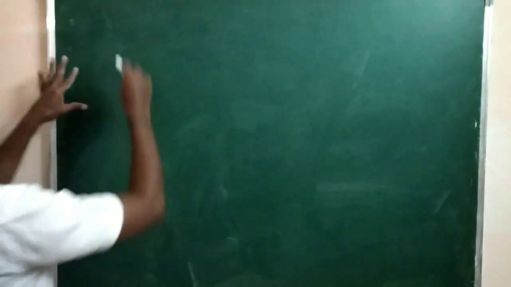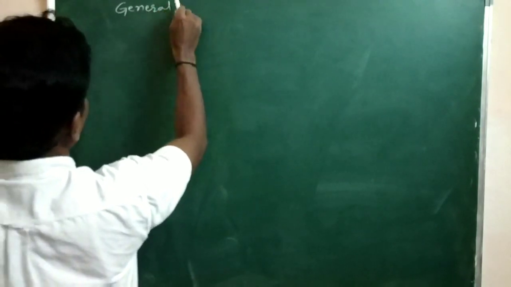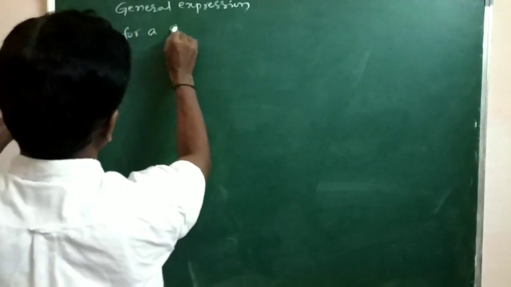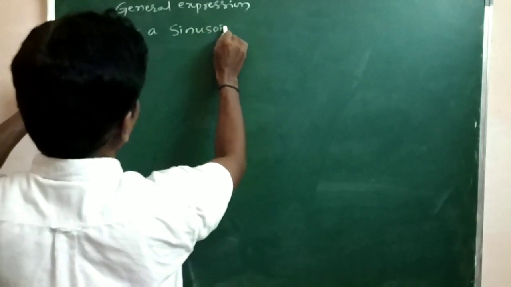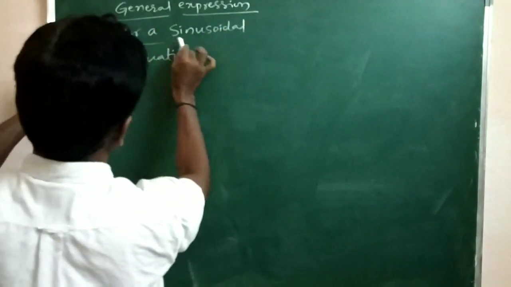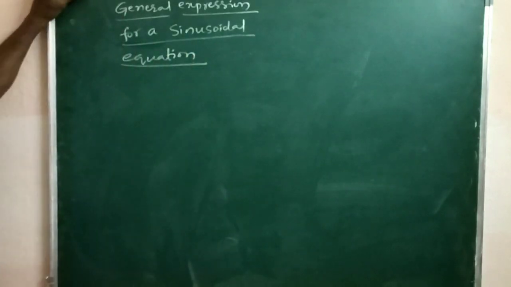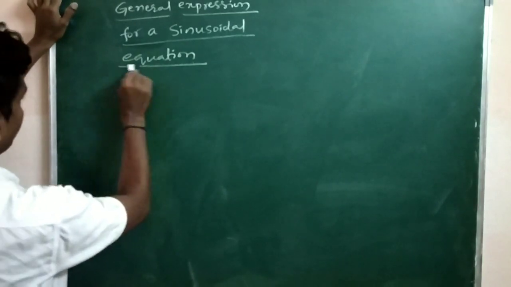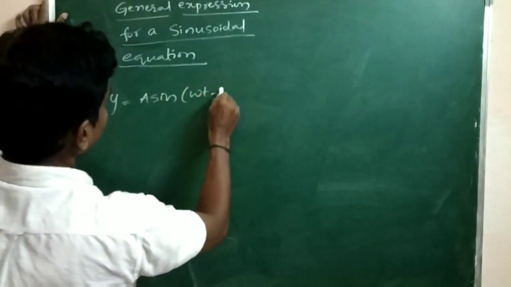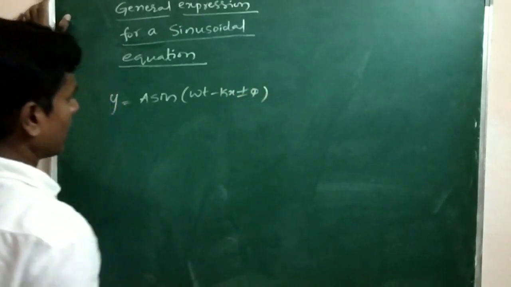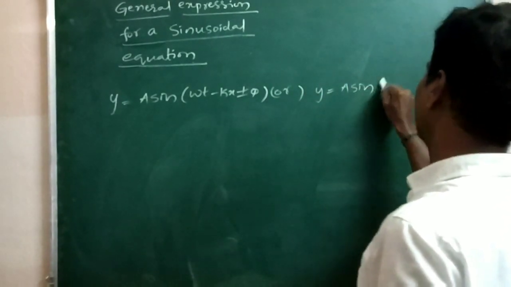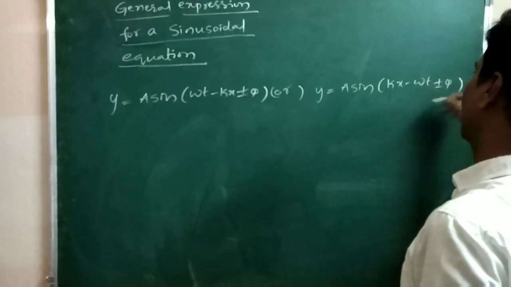Next, the last and final key point is the general expression for a sinusoidal equation, that is y is equal to a sine omega t minus kx plus or minus pi, or we can represent this equation as y is equal to a sine kx minus omega t plus or minus pi also.